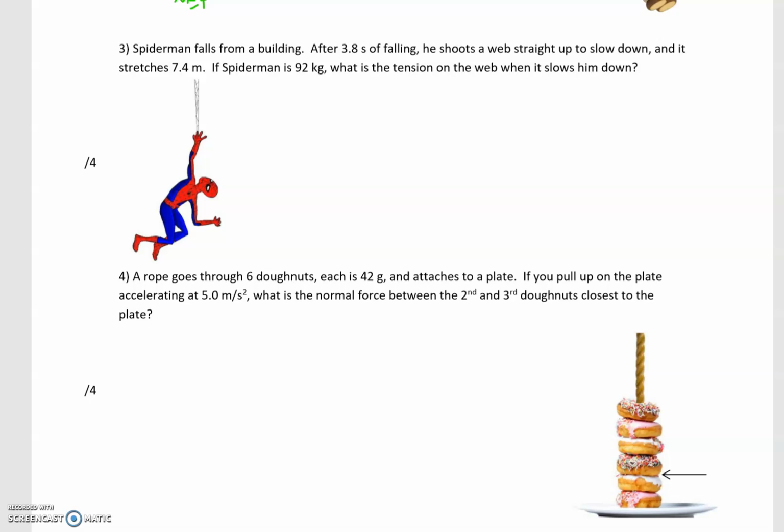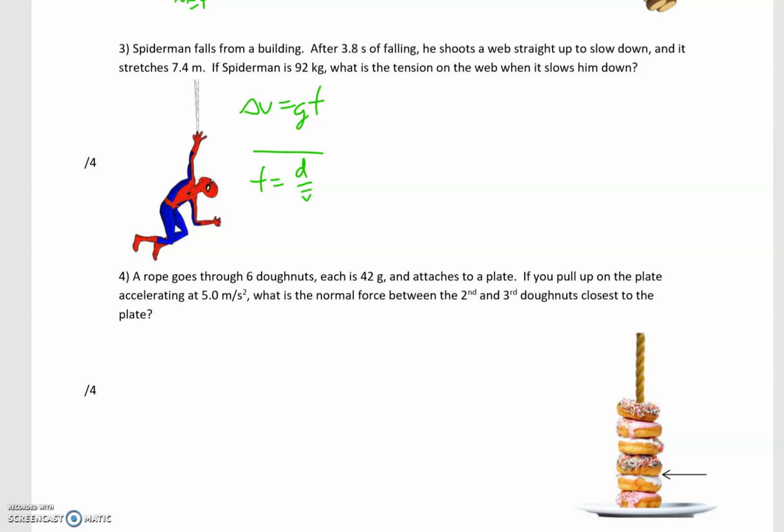Okay, well, let's start with first things first. He falls for 3.8 before he even shoots the web. So I can find out his change in V on the way down, so I can find out how fast he was going when he shot the web. Then I know he goes from that speed to 0. So if I know he goes from that speed to 0, I can find the average speed during the stopping part. And if I have the distance of 7.4, I can find the time it took him to stop.